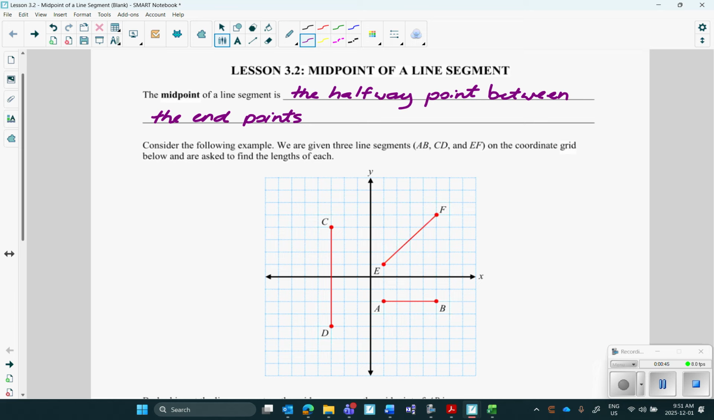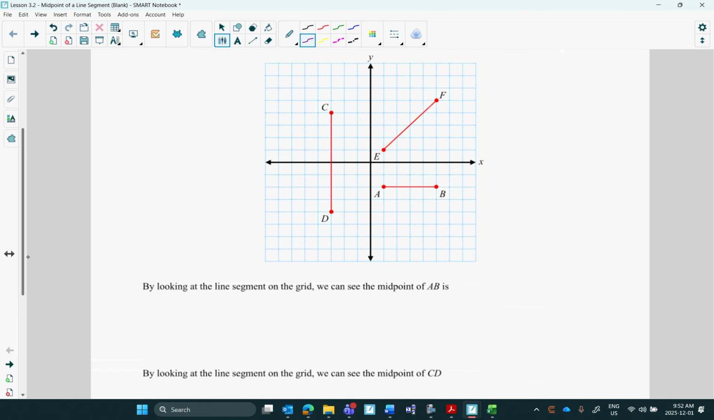So like we did with distance, we can find the midpoint of certain line segments just by using a coordinate grid. Like if I said, I've given you 3 line segments on a coordinate grid.